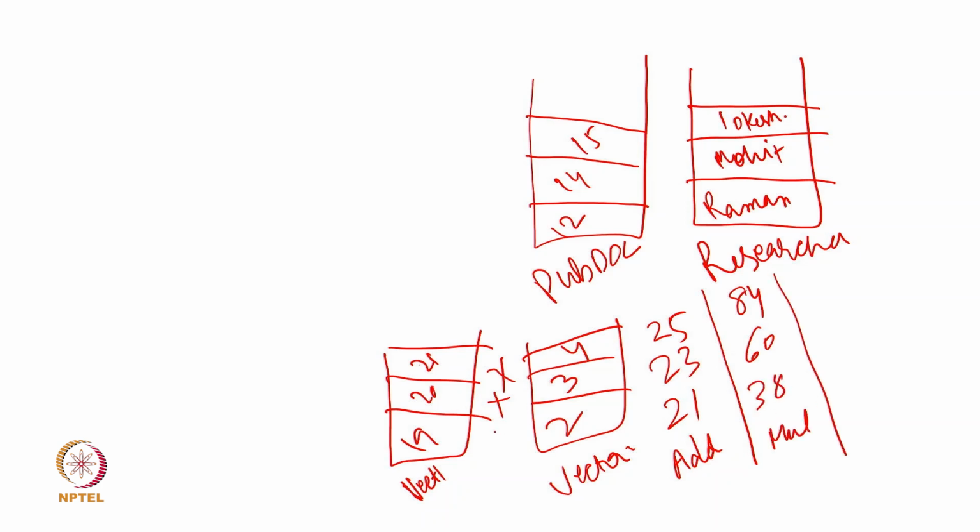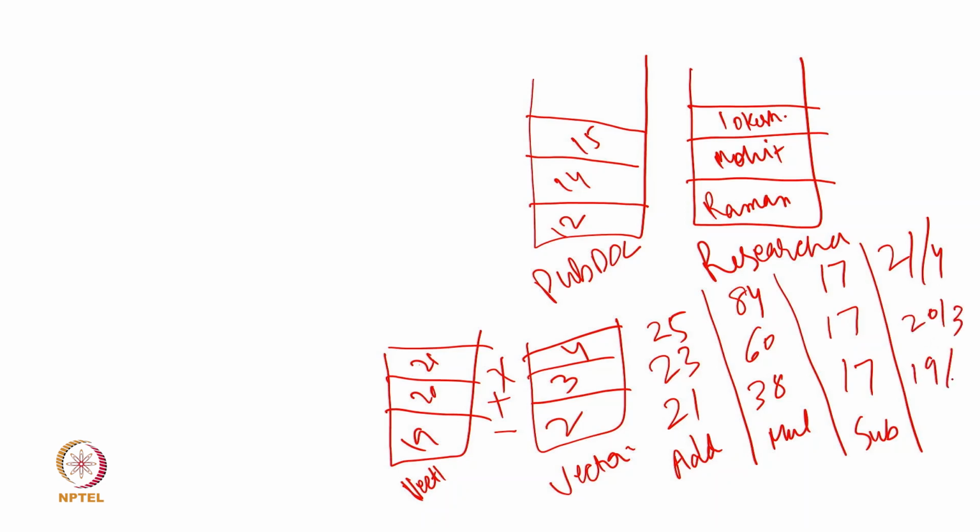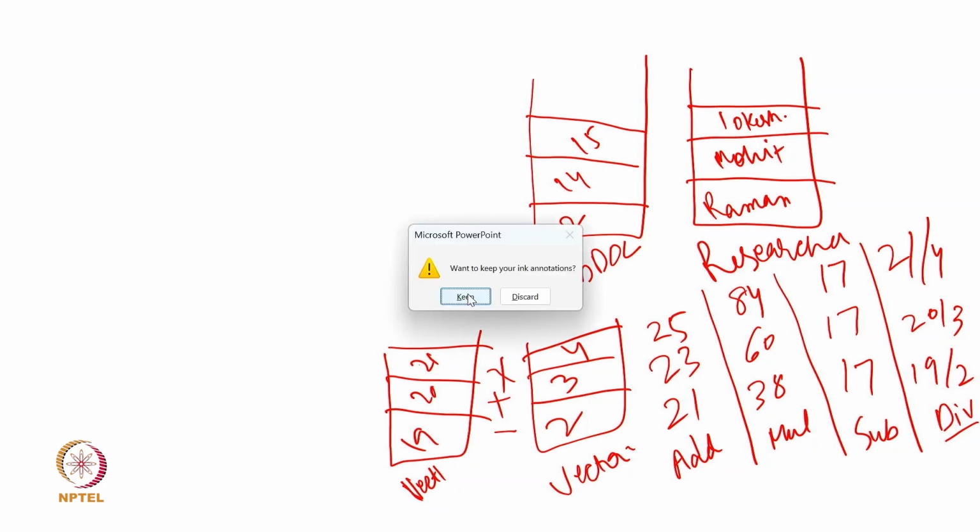Then if I have to do subtraction, we will do 21 minus 4 is 17, 20 minus 3 is 17, 19 minus 2 is 17. So this is subtraction. And division: 21 divided by 4, 20 divided by 3, 19 divided by 2. This will come in decimals. So this is division. The same way we can do all these operations in R itself. We'll see how we will do it in R.